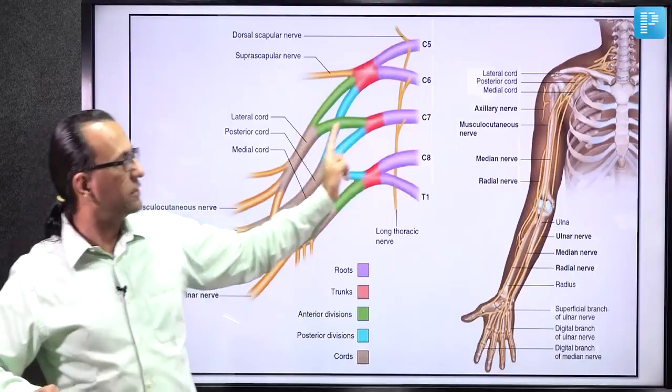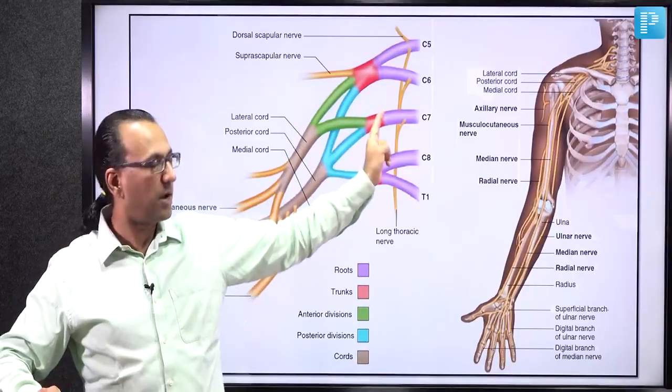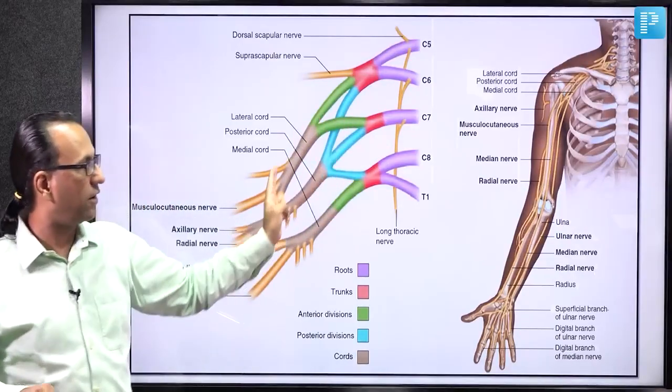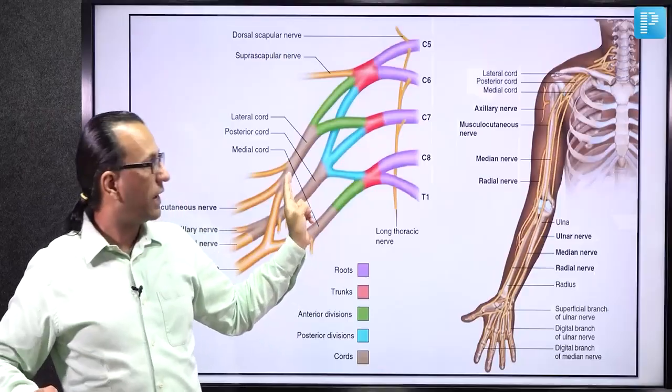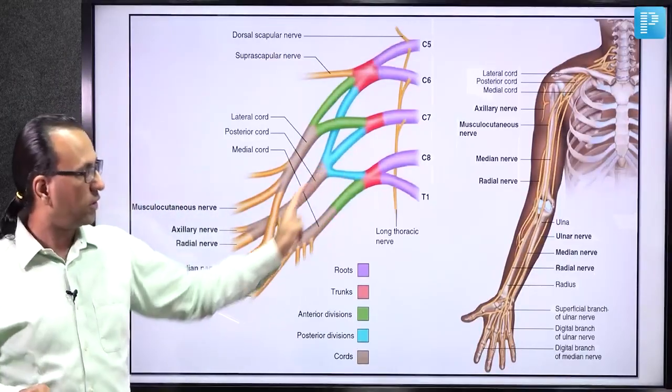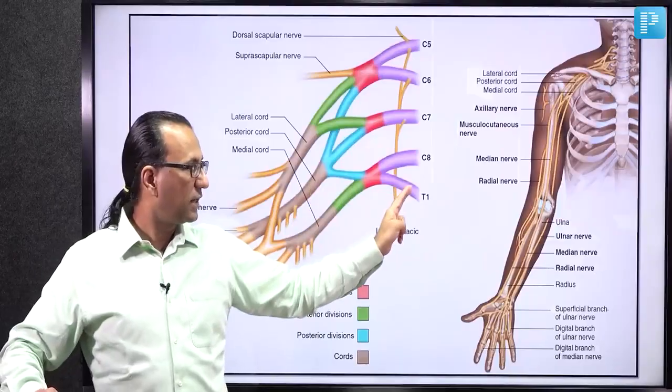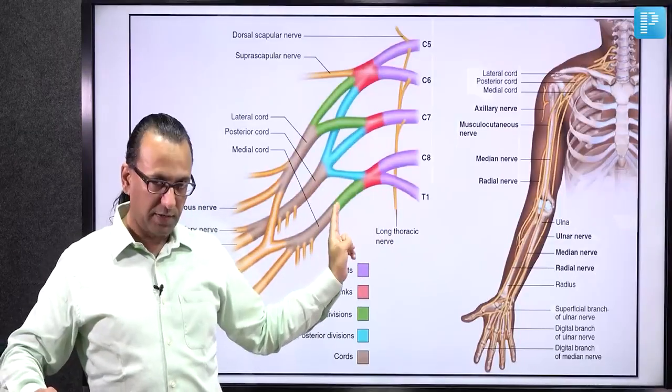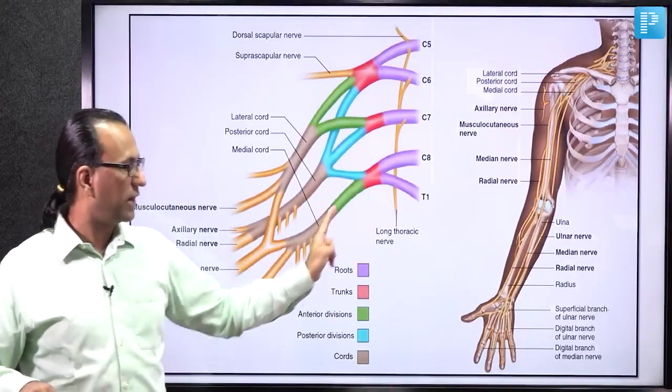When we see that the anterior divisions of the upper trunk and middle trunk are joining to form the lateral cord of the brachial plexus in the axilla, whereas the posterior divisions of all three trunks join to form the posterior cord of the brachial plexus in the axilla, and the anterior division of the lower trunk will continue as the medial cord of the brachial plexus there.